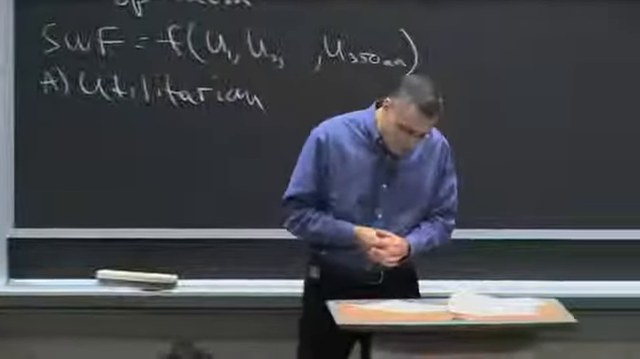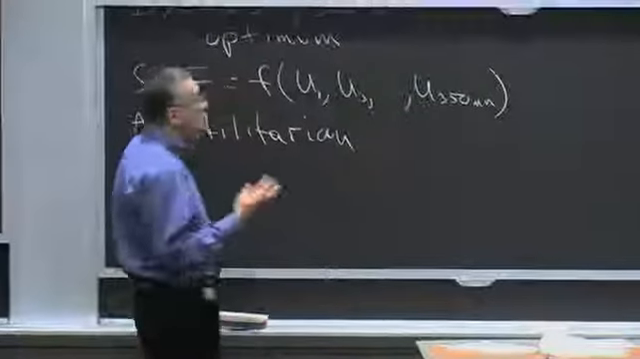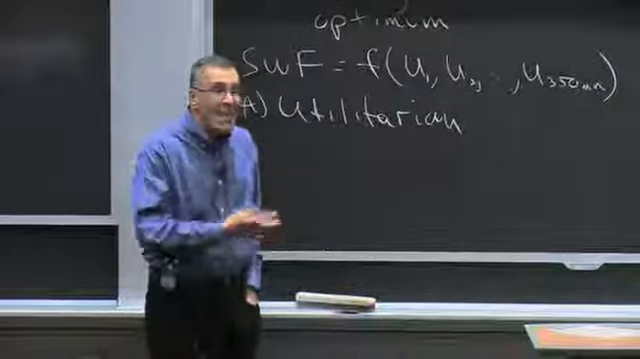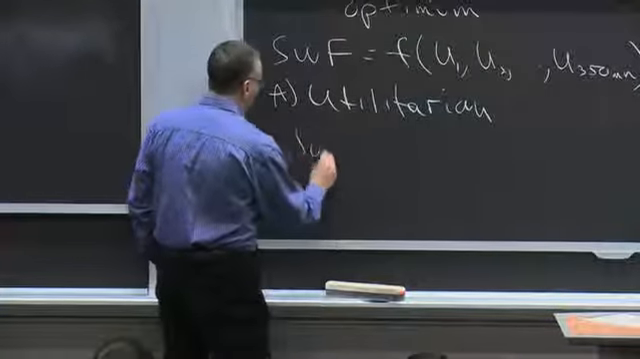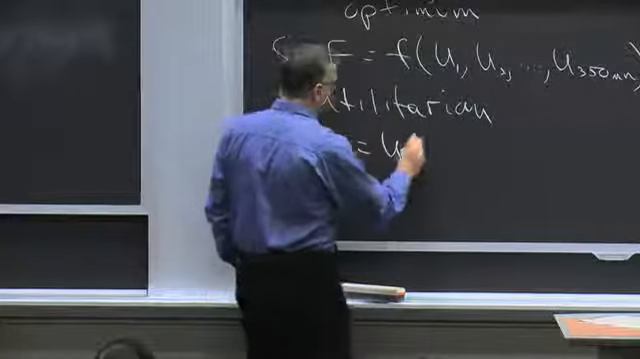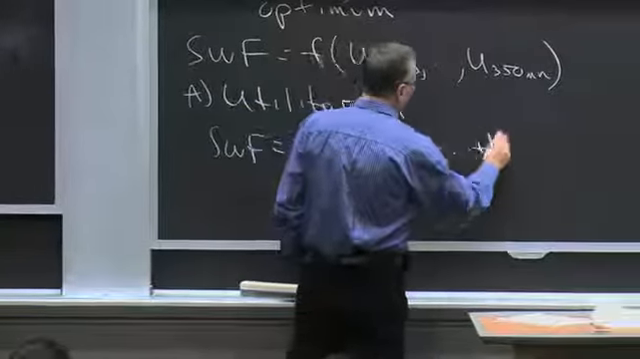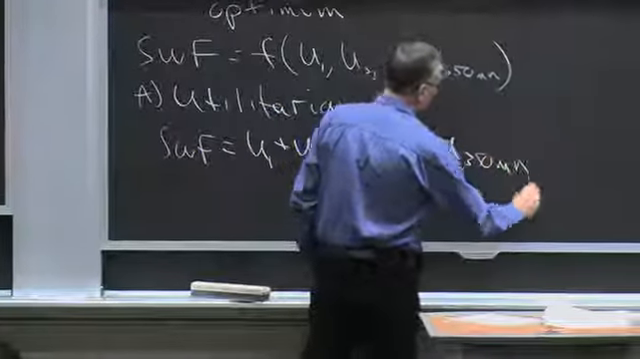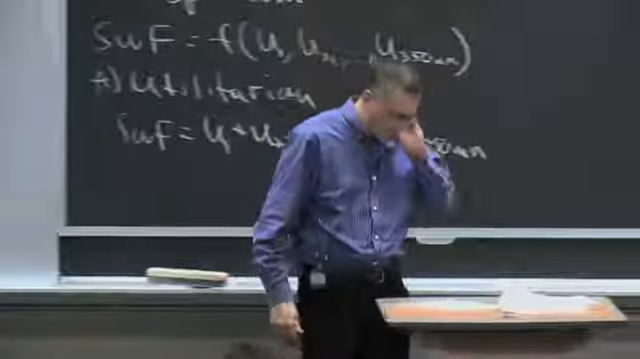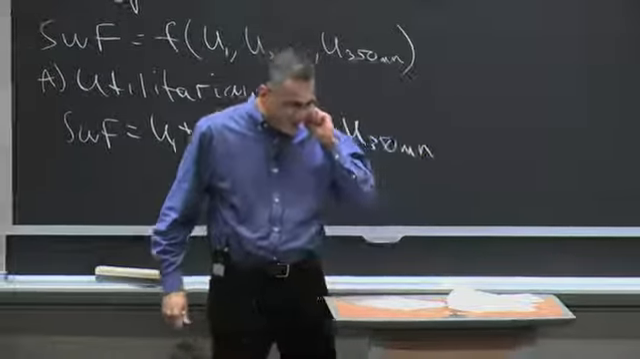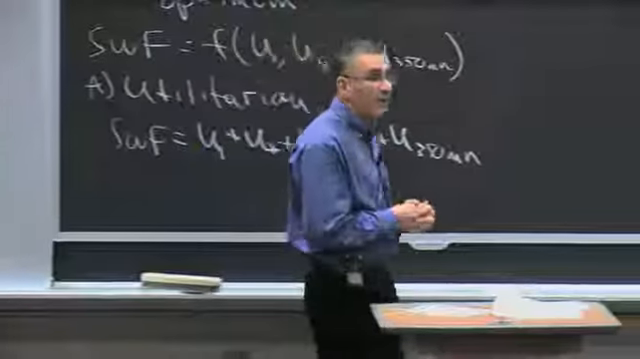And he came up with the idea of utilitarianism. And basically utilitarianism simply says the social welfare function is simply the linear aggregation of every individual's utility. So social welfare function is simply U1 plus U2 plus U3 plus U350 million. So the US social welfare function is literally just measure everyone's utility added up, and that's a social welfare function. And in some sense, it's a natural starting point, right? You just say, look, it's like having a linear utility function.